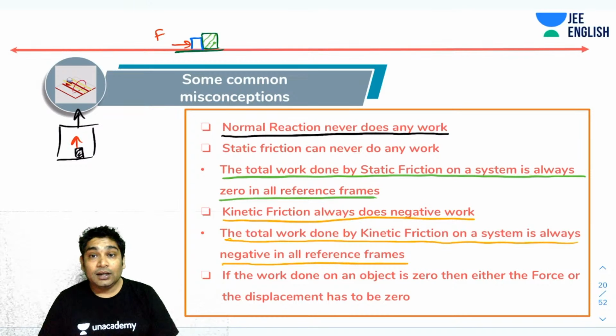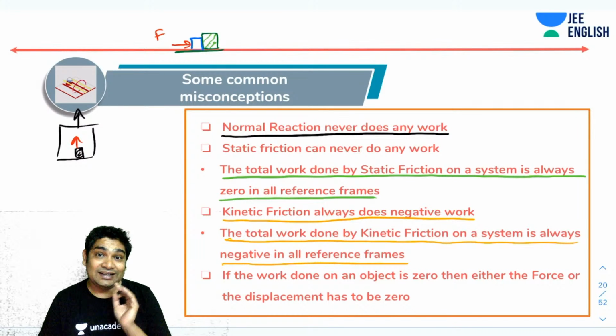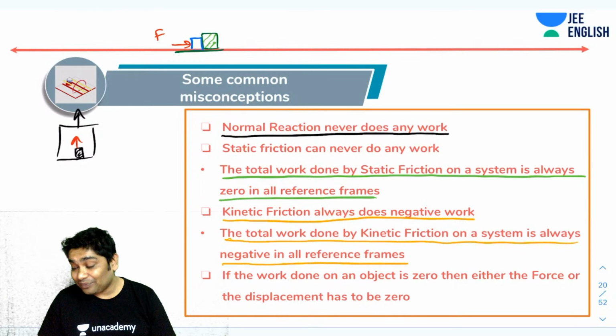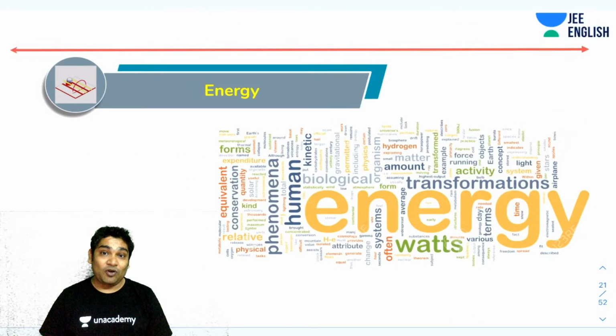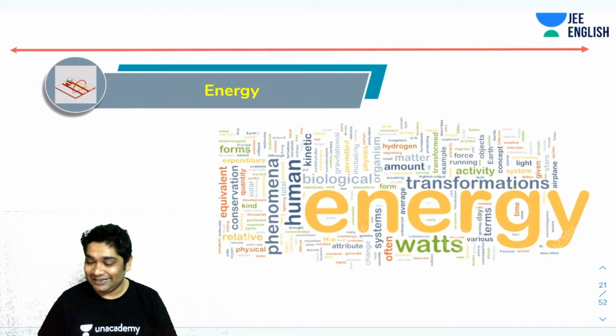Okay. Next, if work done on an object is zero, then you cannot quickly conclude that the force or the displacement has to be zero. The angle between the force and displacement could also have been 90 degrees. So avoid making such wrong conclusions. Okay. With that, let's move forward and talk about the concept of energy.